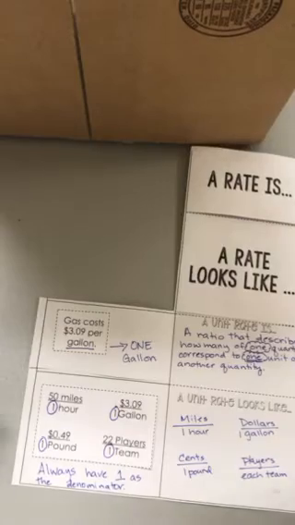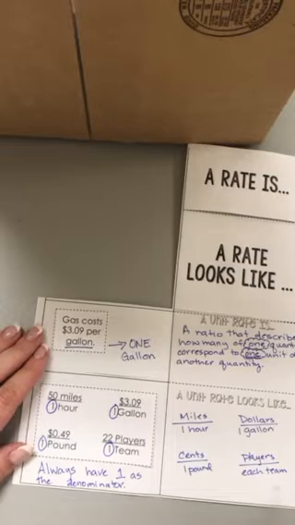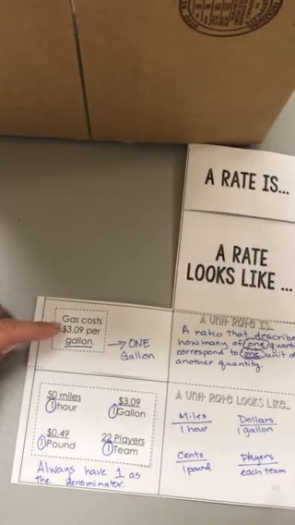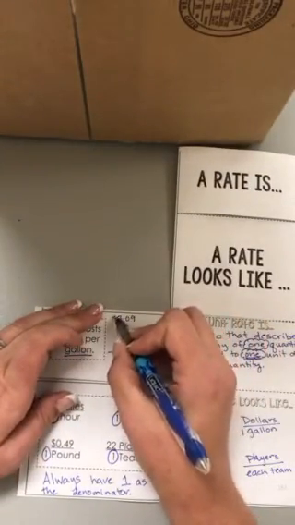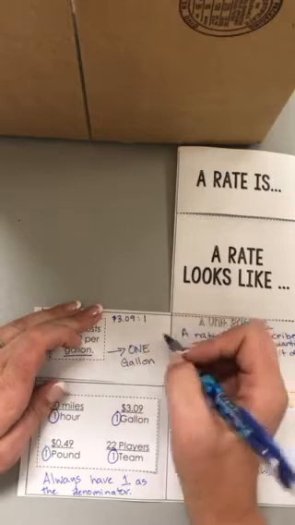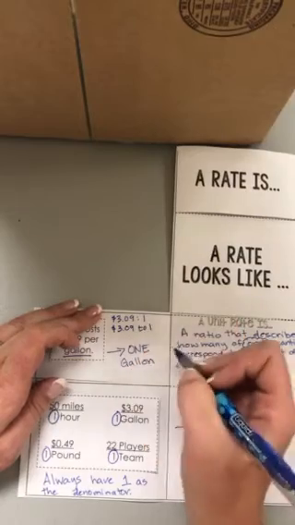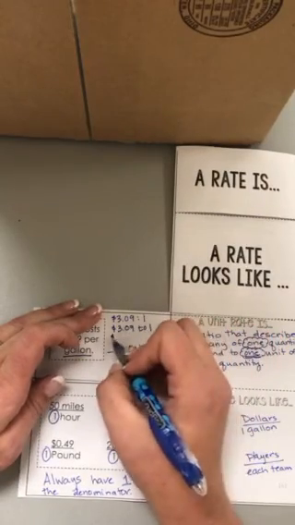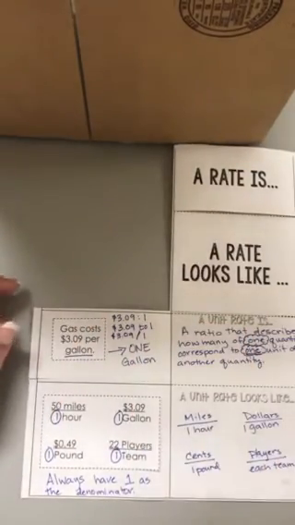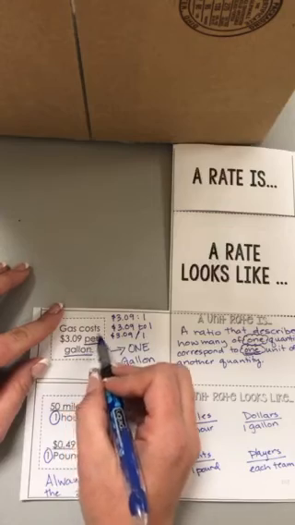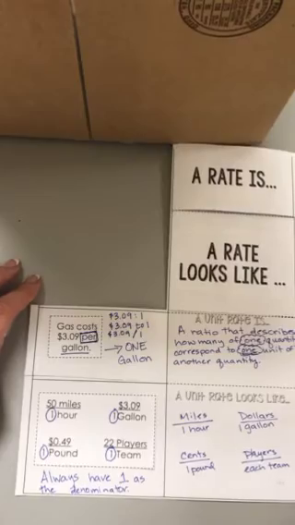Now, rates and unit rates can still be written in the other 3 forms of ratios that we've talked about. For example, in this one on gas costs $3.09 per gallon, we can write $3.09 per 1 gallon. We can write $3.09 to 1 gallon, or we can write the fraction $3.09 over 1 gallon. Those are still all read the same way, and in our example, we can see the word per is used also. That's another ratio word or a rate word.